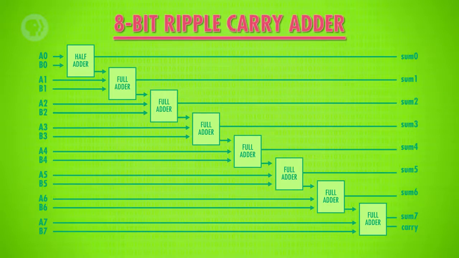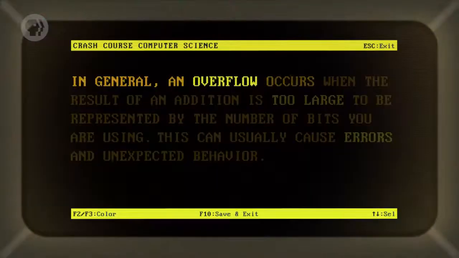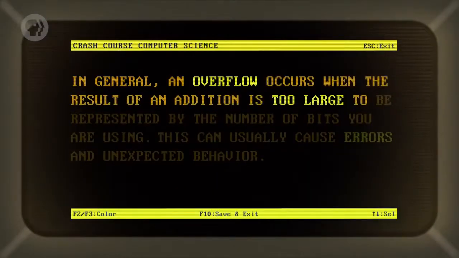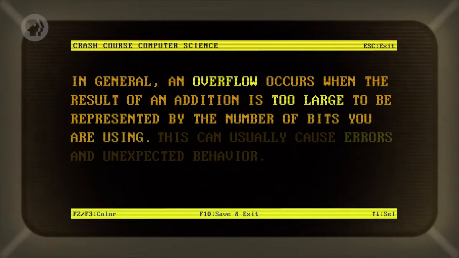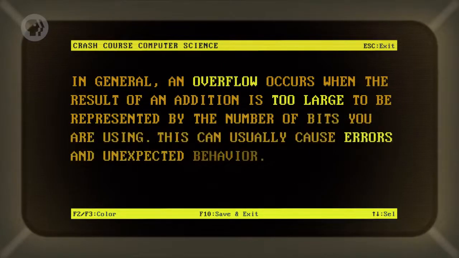Notice how our last full adder has a carry out. If there is a carry into the 9th bit, it means the sum of the two numbers is too large to fit into 8 bits. This is called an overflow. In general, an overflow occurs when the result of an addition is too large to be represented by the number of bits you are using. This can usually cause errors and unexpected behaviour.